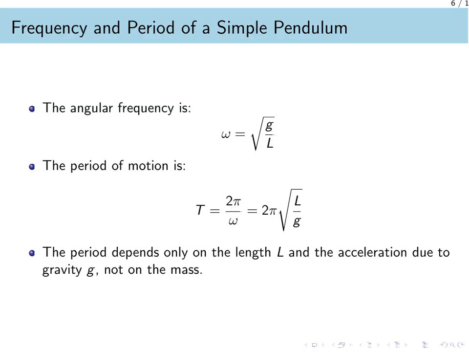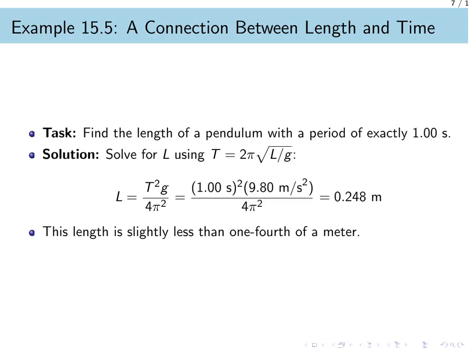A very important takeaway here is that the period depends only on the length of the string and the local acceleration of gravity. It does not depend on the mass of the bob or the width of the swing, provided the angle remains small. Let us look at a practical example.